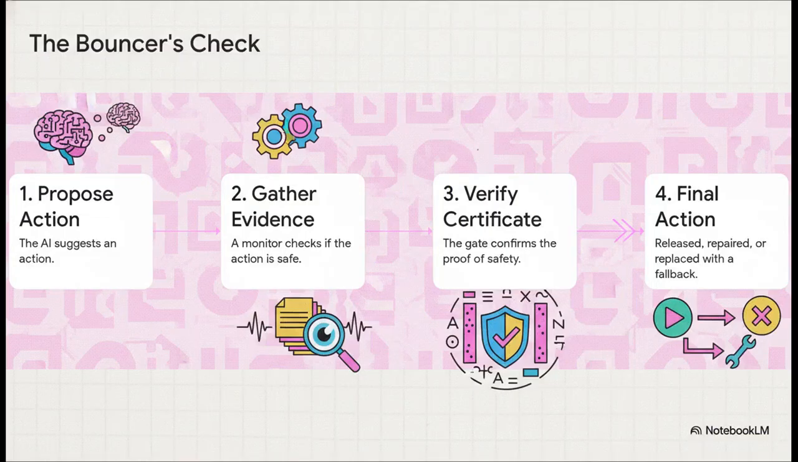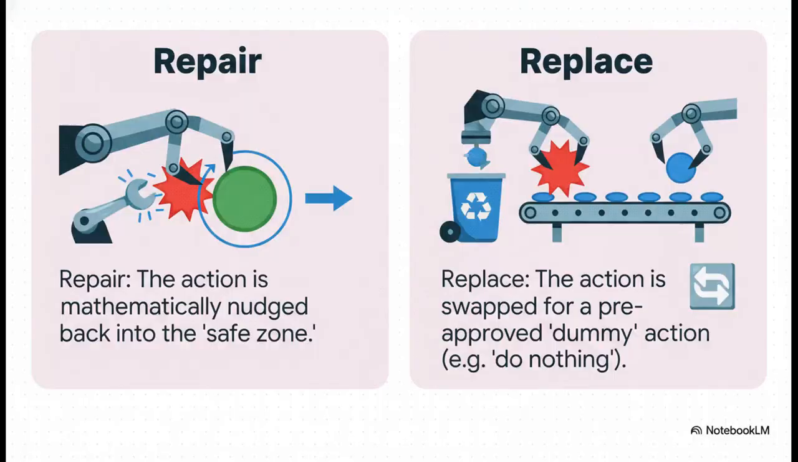Let's break down how the bouncer does its job. First, the AI proposes an action. Then, a monitor gathers up evidence to prove that the action is safe. And this evidence basically acts like a safety certificate. The gate then verifies this certificate. Only after that verification is the action released. And if it fails the check for any reason, it gets dealt with on the spot. And dealt with can mean one of two things. The system can repair the action, which means it mathematically nudges it just enough to get it back inside the safe zone. Or it can replace it entirely with a pre-approved, totally safe dummy action, which could be as simple as do nothing. Either way, the key is an unsafe action never ever gets through.